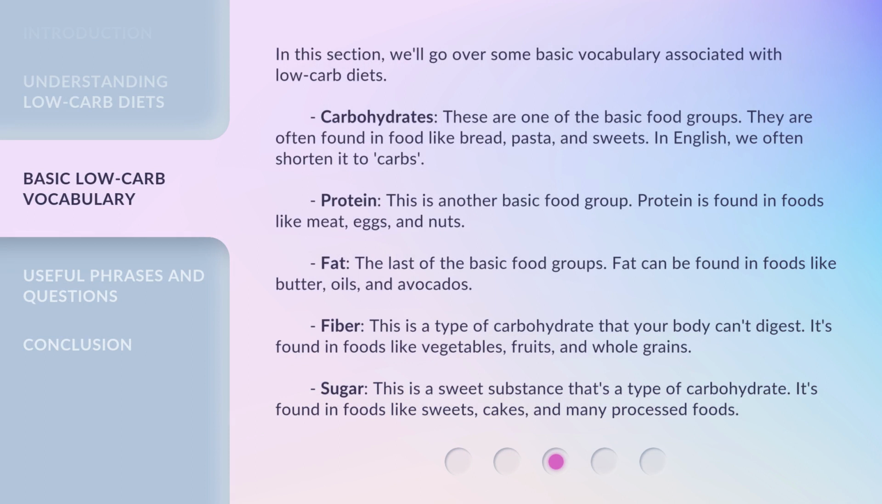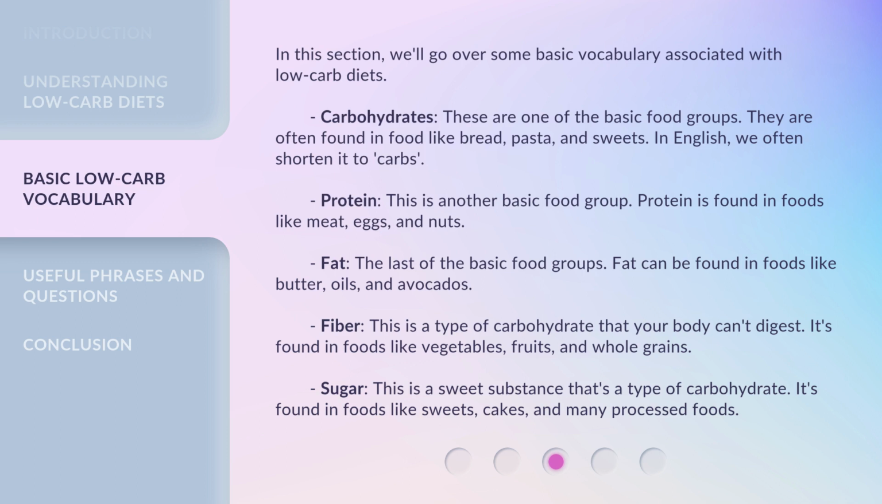In this section, we'll go over some basic vocabulary associated with low-carb diets. Carbohydrates. These are one of the basic food groups. They are often found in food like bread, pasta, and sweets. In English, we often shorten it to carbs.